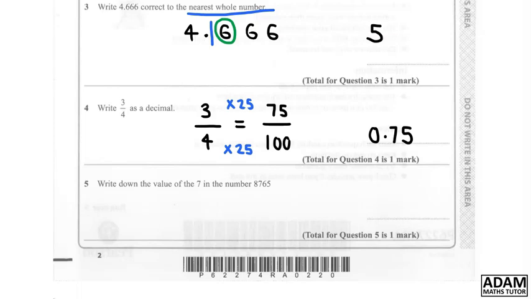Question 5. Write down the value of the 7 in the number 8,765. So putting down my place value, this is my units, my tens, my hundreds and my thousands, and therefore the 7 is in the hundreds column, so this would be 7 hundreds.